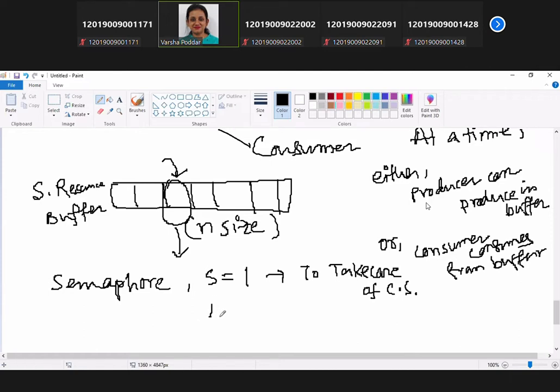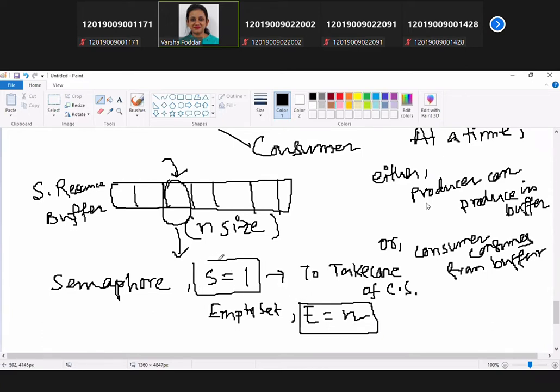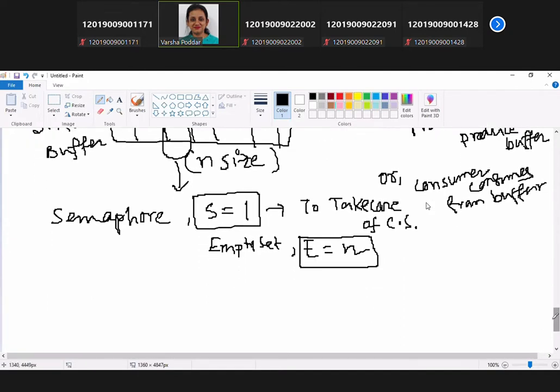Then you have the empty set array, that is the buffer. At the beginning, everything will be empty, right? So E is equal to N. Understand why I am writing. At the beginning, everything will be empty, so the empty set is equal to N.